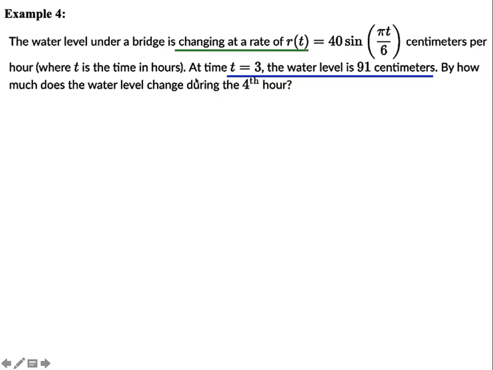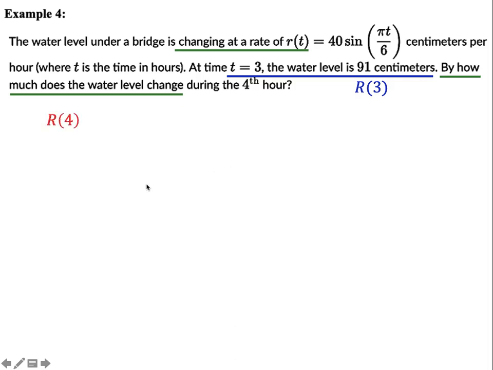Okay, so we know we have a rate here. I coded it green. We have a rate, a little r of t. We have an initial value of 91 centimeters. That's a big R of 3. And we don't care about R of 4, because we're not asking what the water level is after 4 hours. We're asking how much does the water level change in that last hour.